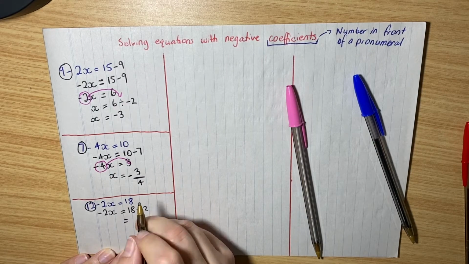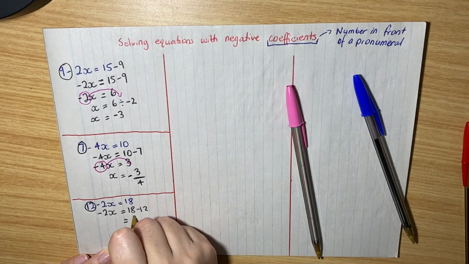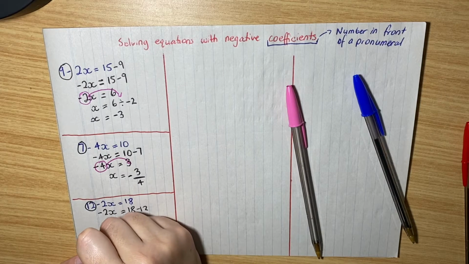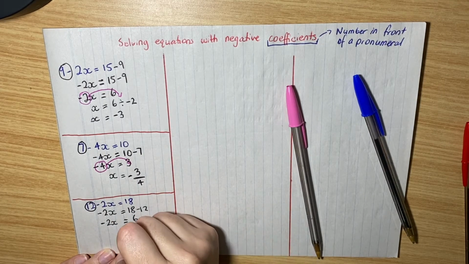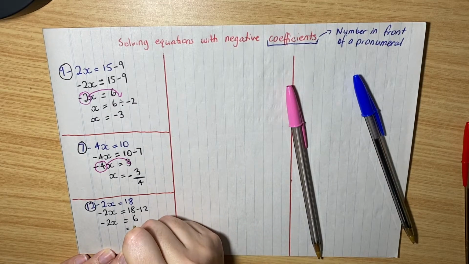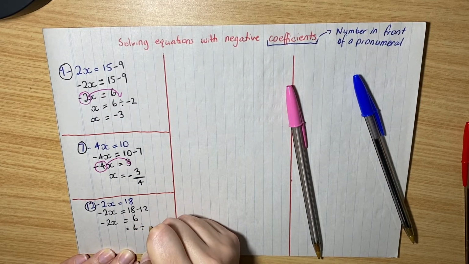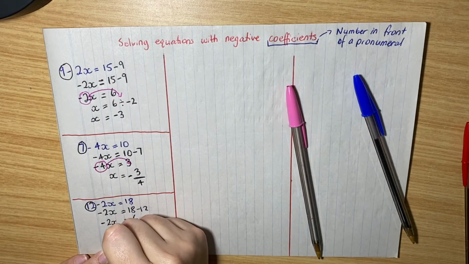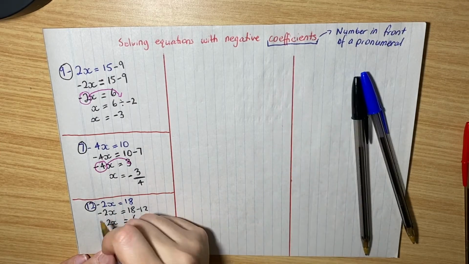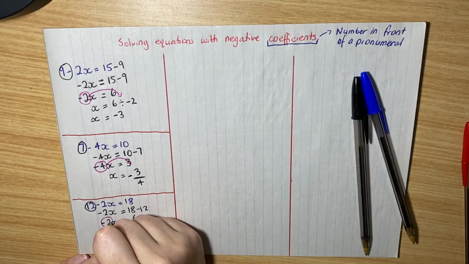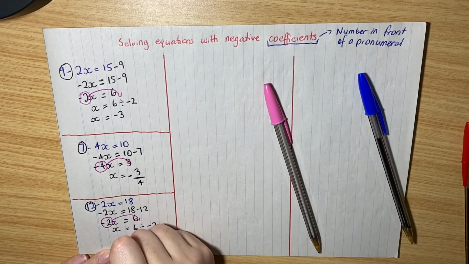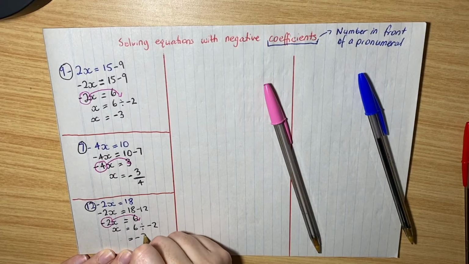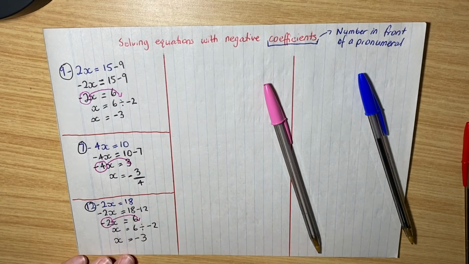And so 18 minus 12, you do one step at a time, is 6. So I have minus 2x equaling 6. And then I'm going to go 6 divided by minus 2 to get rid of the 2. All right, so I'm going to move the minus 2 to the right-hand side, and that equals minus 3. So x equals minus 3.